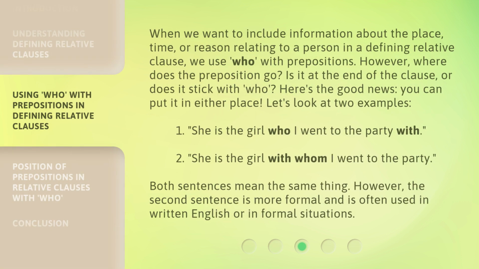When we want to include information about the place, time, or reason relating to a person in a defining relative clause, we use who with prepositions. However, where does the preposition go? Is it at the end of the clause, or does it stick with who? Here's the good news. You can put it in either place. Let's look at two examples.